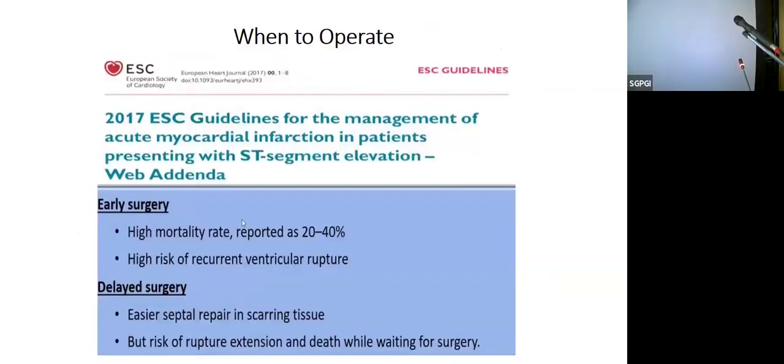So earlier, the AHA guideline used to say that we have to operate as soon as the patient comes to the hospital. But now they have improvised. They said that we have to optimize the patient first, and then we have to see the hemodynamics. If the patient is hemodynamically stable, then we can delay the surgery up to 7 days, but then we have to operate.